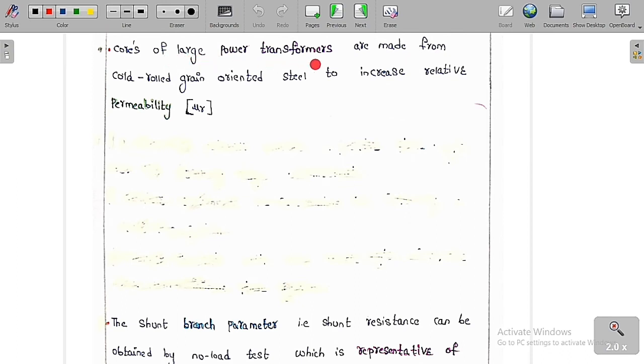Cores of large power transformers are made from cold rolled grain oriented steel, simply called CRGO, to increase the relative permeability, because CRGO has a huge amount of permeability, so the reluctance is very low. If you want to go for large power transformers, we use CRGO material to make the core. Because of this, the reluctance is ideally zero, so it is preferred there. Therefore, cold rolled grain oriented steel is preferred for large power transformers because it has the highest relative permeability.